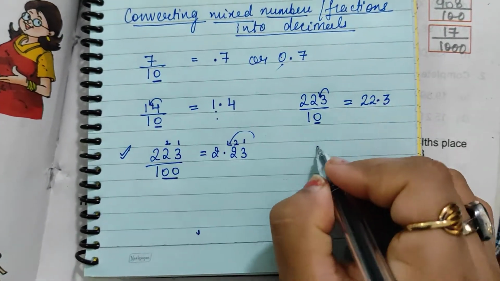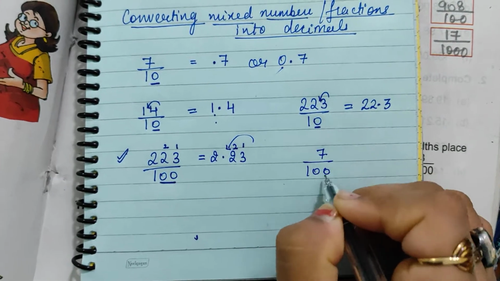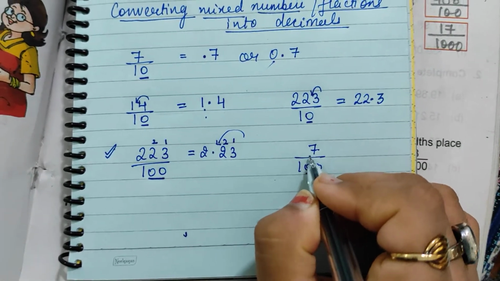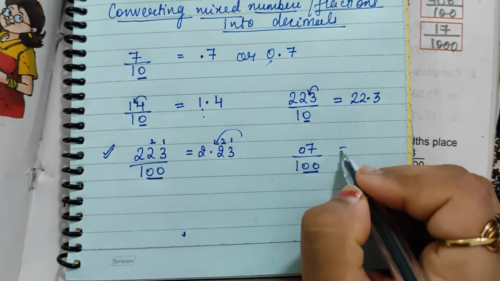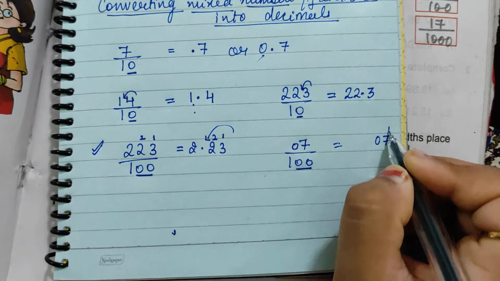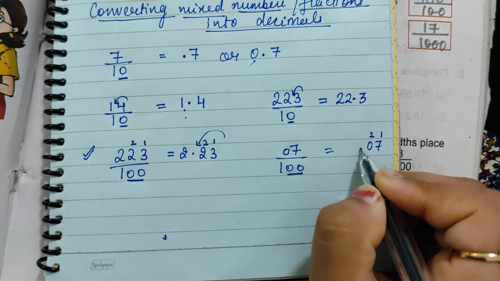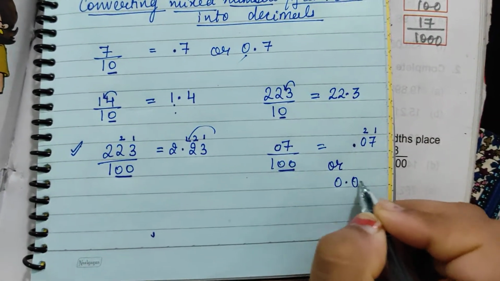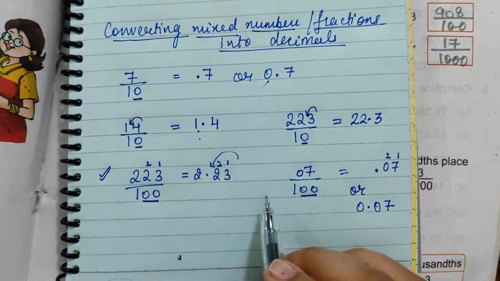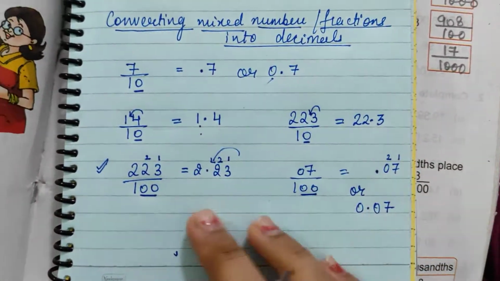But if I have given you 7 upon 100, there are 2 zeros, but there is only one digit. So I will put 1 zero extra. Now there are two digits. So I can easily count two digits, first digit, second digit, I can put decimal here. So my answer can be 0.07. So when there is shortage of digits, you can put extra zeros.